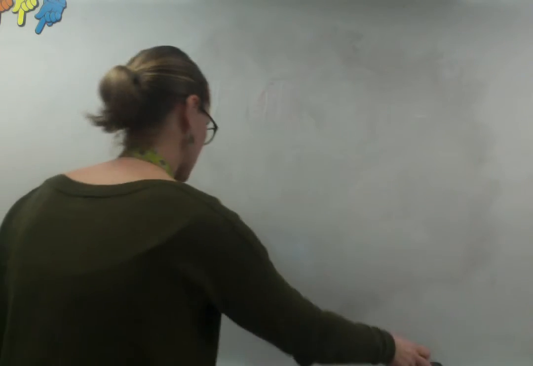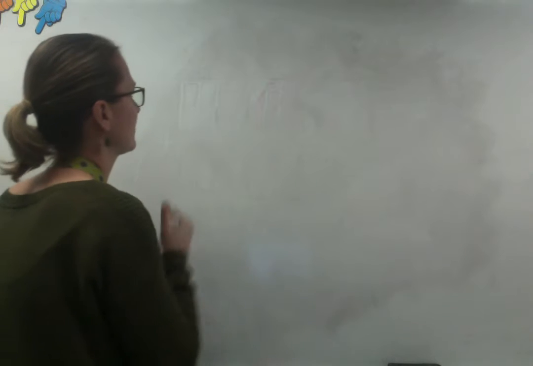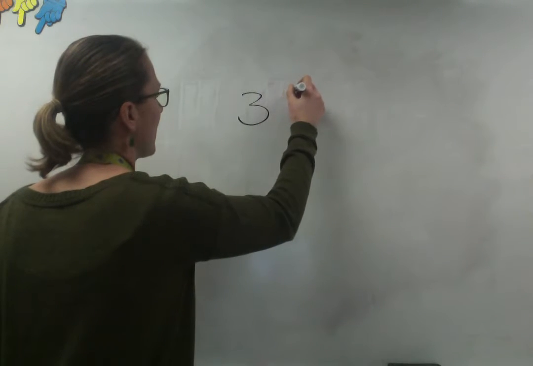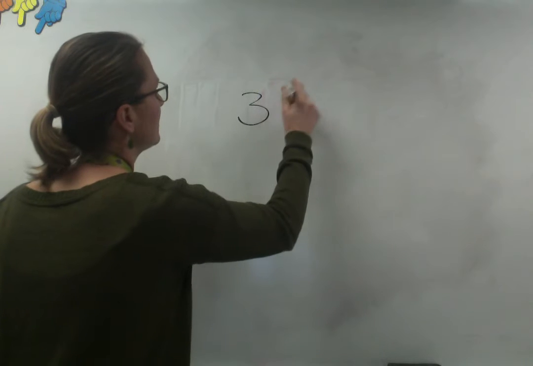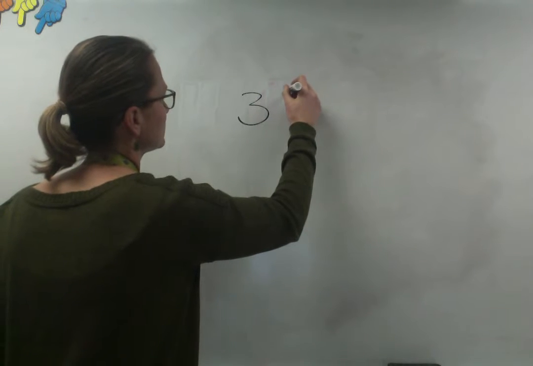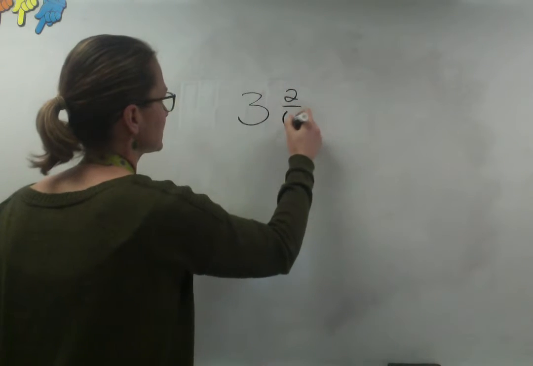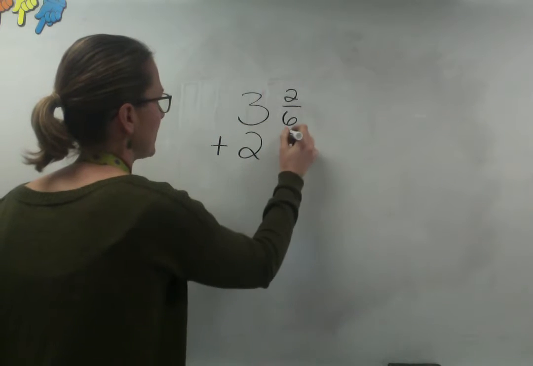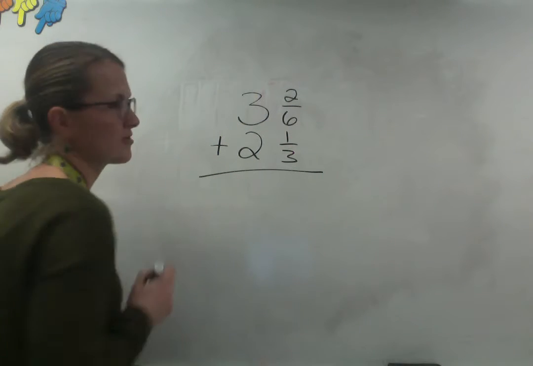So let's do something like 3 and 5, no, that's kind of a lot. Let's say 3 and 2 sixths, plus 2 and 1 third. I seem to like thirds today.